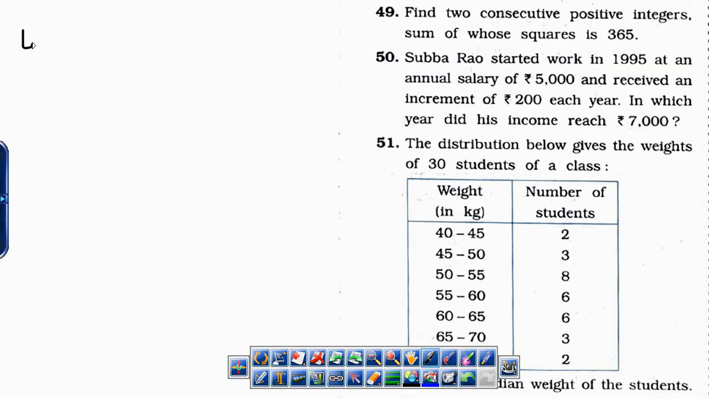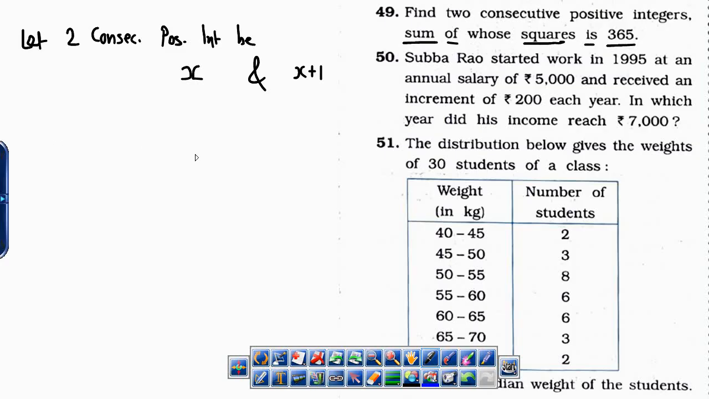textbook. Let two consecutive positive integers be x and x plus 1 whose sum of square is 365.